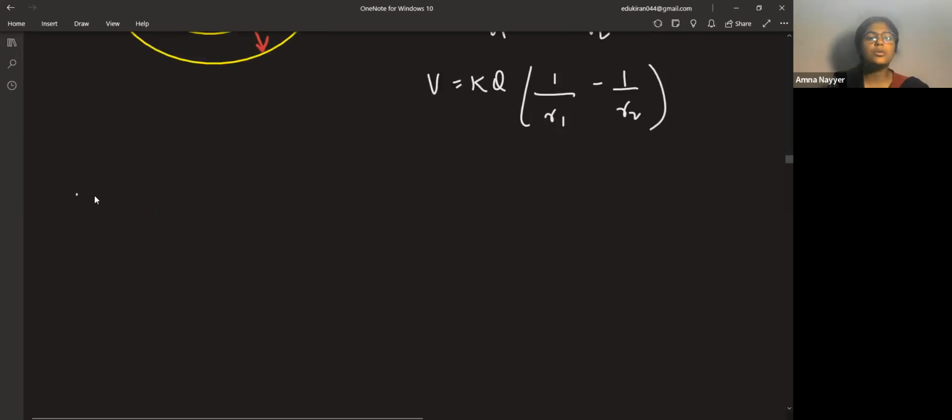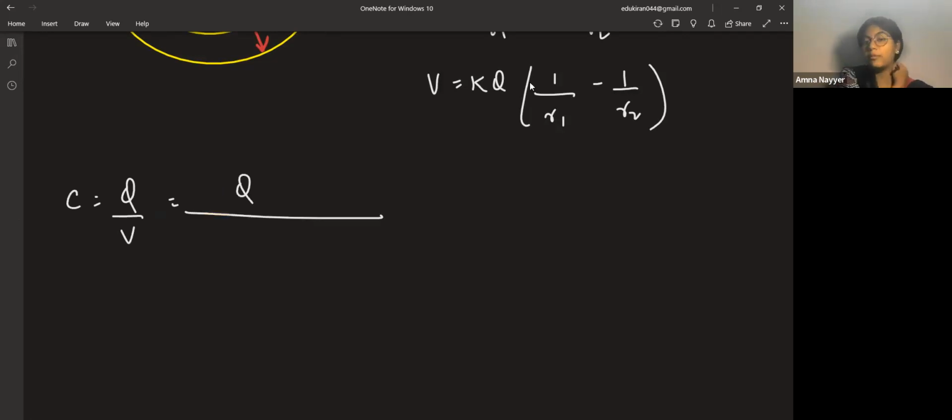Okay, so C is equal to Q by V. Yes, charge divided by potential. What is the value of potential? The entire potential I'll put in my answer: K, Q, and this will become 1 by R1 minus 1 by R2. Firstly, Q and Q will be cancelled.